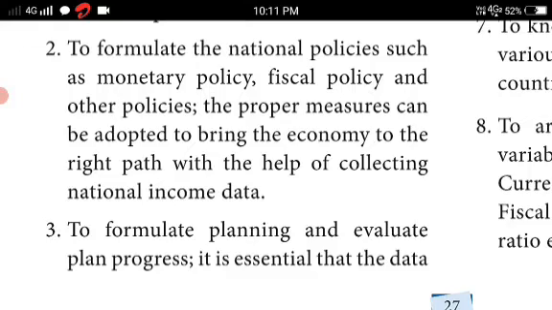You know the balance of payment, isn't it? I said to you, through the balance of payment, we can calculate the income method. So to formulate policies such as monetary policy, fiscal policy and other policies, through collecting all the data of a country, we can understand.